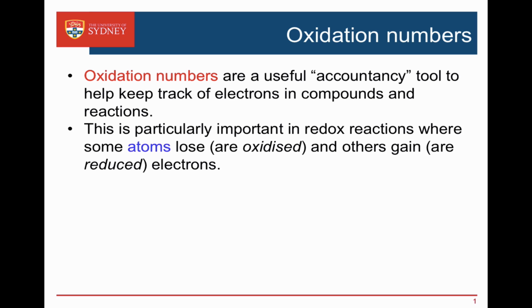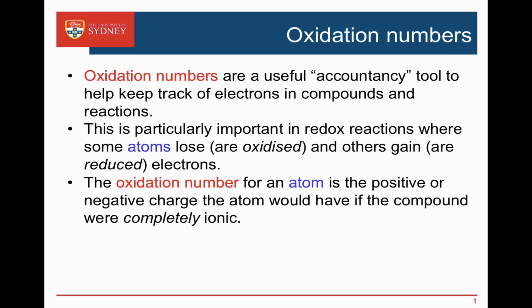But it's also an interesting concept for other parts of chemistry where we want to know how many electrons an atom might have. Now, the oxidation number for an atom is the positive or negative charge that atom would have if the compound were completely ionic. So even if the molecule is covalently bonded, the oxidation number is the charge it would have if it were completely ionic. This puts everything on the same footing.